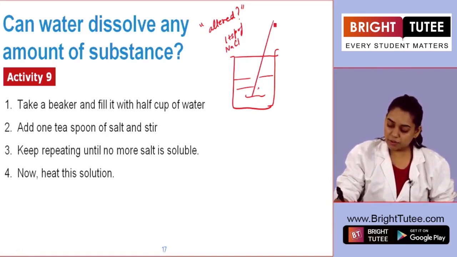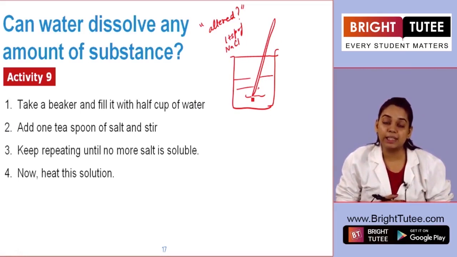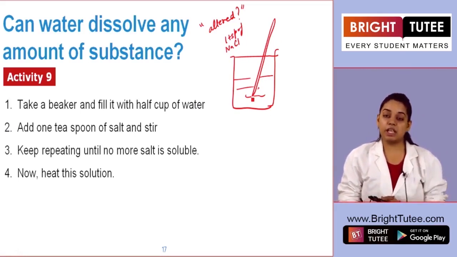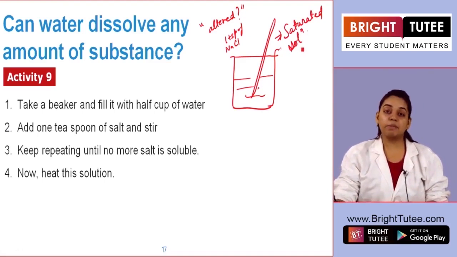We will give it a quick stir using this iron rod, and we will observe that 1 teaspoon of salt dissolves in it completely. Then we will keep repeating the steps until we reach our saturated solution. A saturated solution is the solution wherein no more salt can be dissolved.